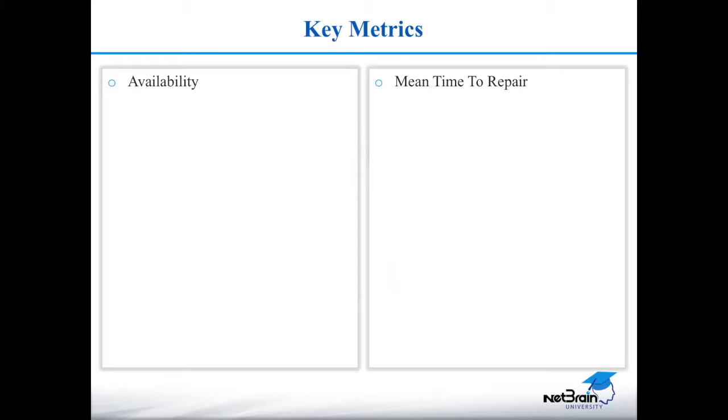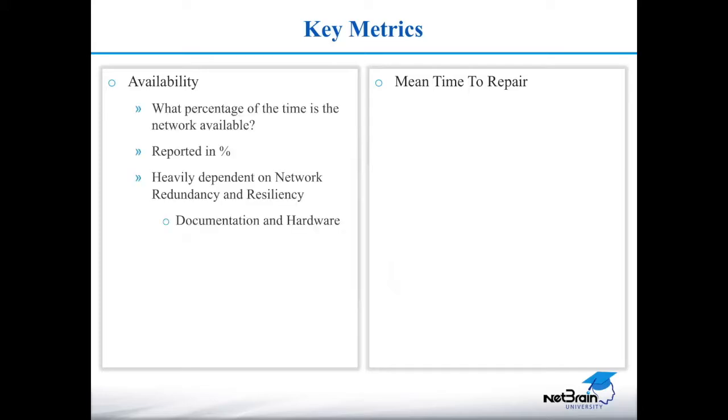In order to understand the 2 overall goals, I wanted to take a moment to help define availability and mean time to repair, which is also known as MTTR, so we're on the same page. Availability is simply the percentage of time the network is available to the users, and it's represented in percentage. When I think of availability, there are 2 areas that a NetOps engineer should focus on to ensure high availability. These are network redundancy and resiliency.